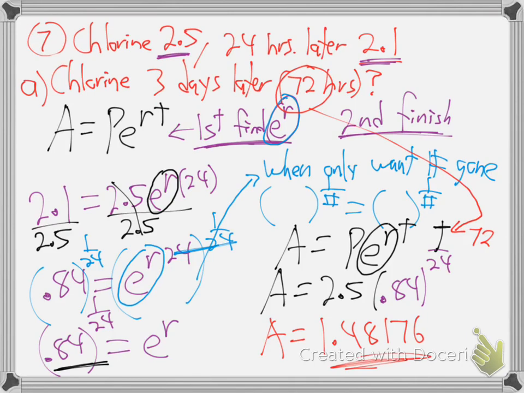So this is where I want to point out, you know this formula we have right here? The 72 is plugged in. That formula right there, that's what we're going to use for any questions they ask. Once you've got the e to the r and you've put it in, that's your formula that'll work for any questions they want to ask you. So I'm going to use that one again.